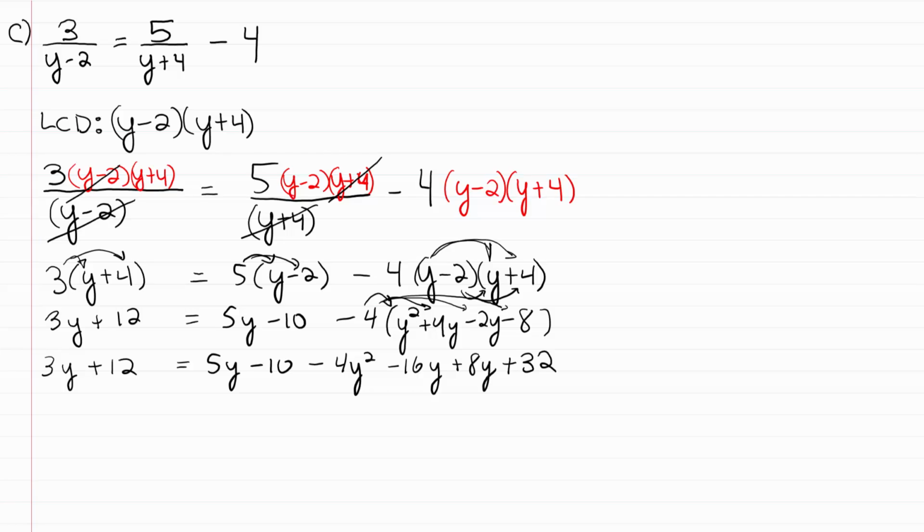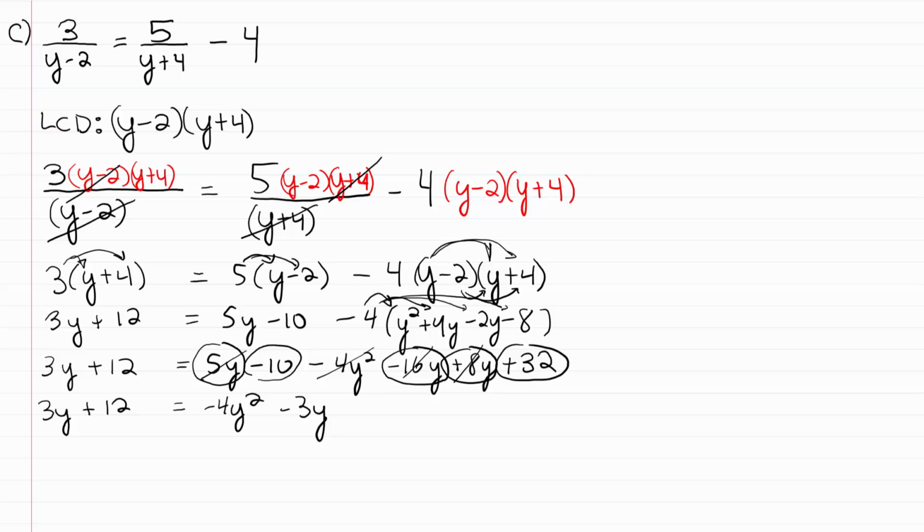Okay, let's go ahead and combine like terms. So on the left-hand side, there's nothing alike, but on the right-hand side, we have some things that can go together. For example, I have a 5y, a negative 16y, a positive 8y, right? So that'll give us 3y plus 12 equals to, I'm going to write the minus 4y squared first, so I've rewritten that. Then I'm going to combine all these y terms. So negative 16y and positive 8y will give you negative 8y, and negative 8y plus 5y gives you negative 3y. Then from there I have negative 10 and I have positive 32. It's going to give me positive 22.